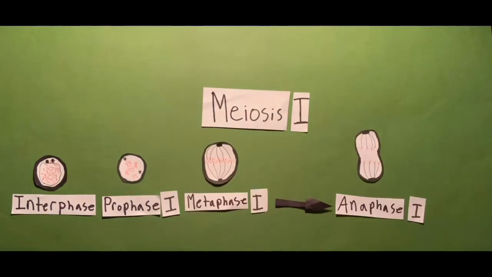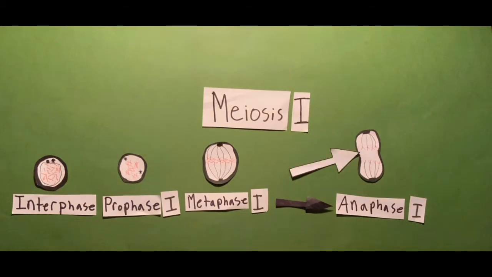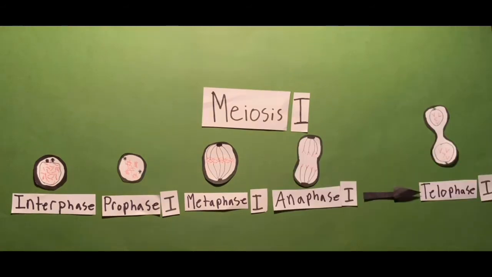Anaphase 1 is the stage where the cell is starting to split. Here, the chromatids are pulled to opposite poles of the cell by the spindle fibers. Telophase 1 is the 4th and last stage of meiosis 1. This is a stage before the cell splits. During this stage, 2 new nuclei form around the 2 chromatid poles.